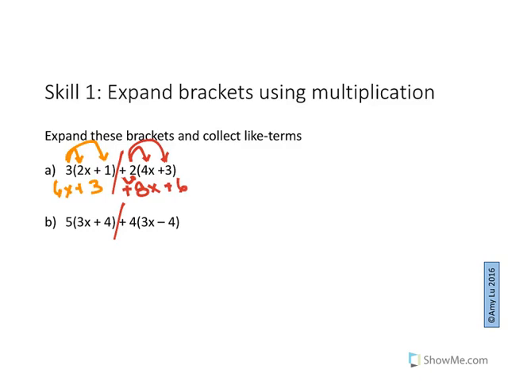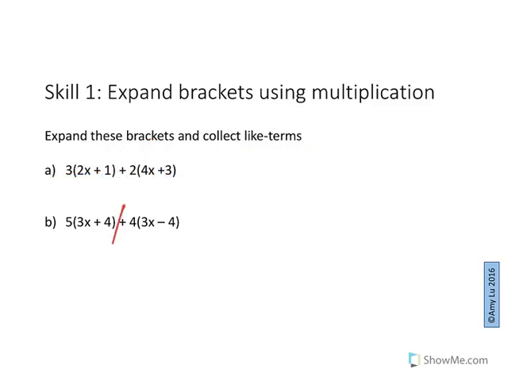Now, like we talked about in previous chapters, we have to combine the like terms. So 6x and positive 8x, that makes 14x. And then the 3 and the 6, they're just numbers, they're like terms, makes a 9. Now, you try B. Pause.